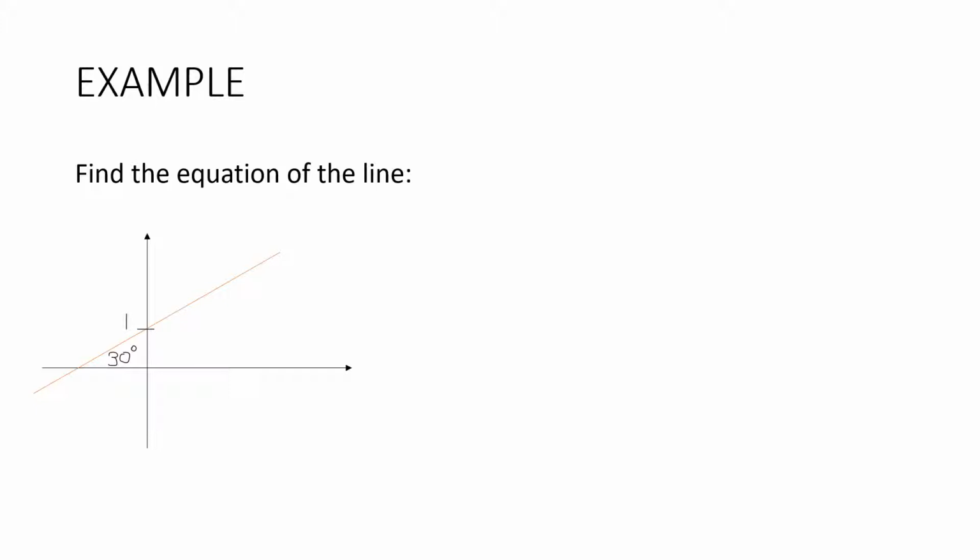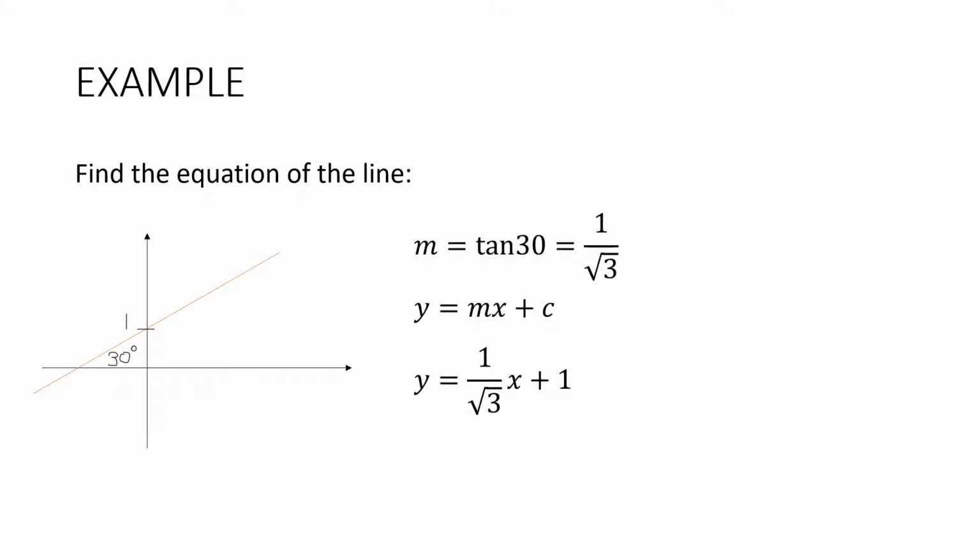So here we've got a line that's inclined at 30 degrees, and its y-intercept is 1. So let's start off by finding the gradient. M is going to equal tan 30, which is 1 on root 3. And we know its y-intercept is 1, so we can just put that straight into the formula y equals mx plus c. And there's our equation of the line, y equals 1 on root 3 x plus 1.